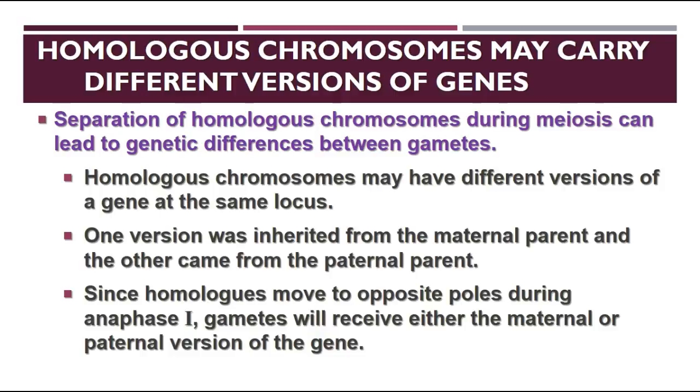Another thing that happens, since those homologous chromosomes are separating, is that it leads to lots of different genetic differences between gametes. Because remember, your homologous chromosomes can have different versions of the same gene. One version could be inherited from the mom, one from the dad. And since they move to opposite poles during anaphase, and that's random the way they line up, your gametes are going to receive either the maternal version of the gene or the paternal version of the gene. If the parents have the same version, that's great. If they don't, then that's just the difference between one and the other.